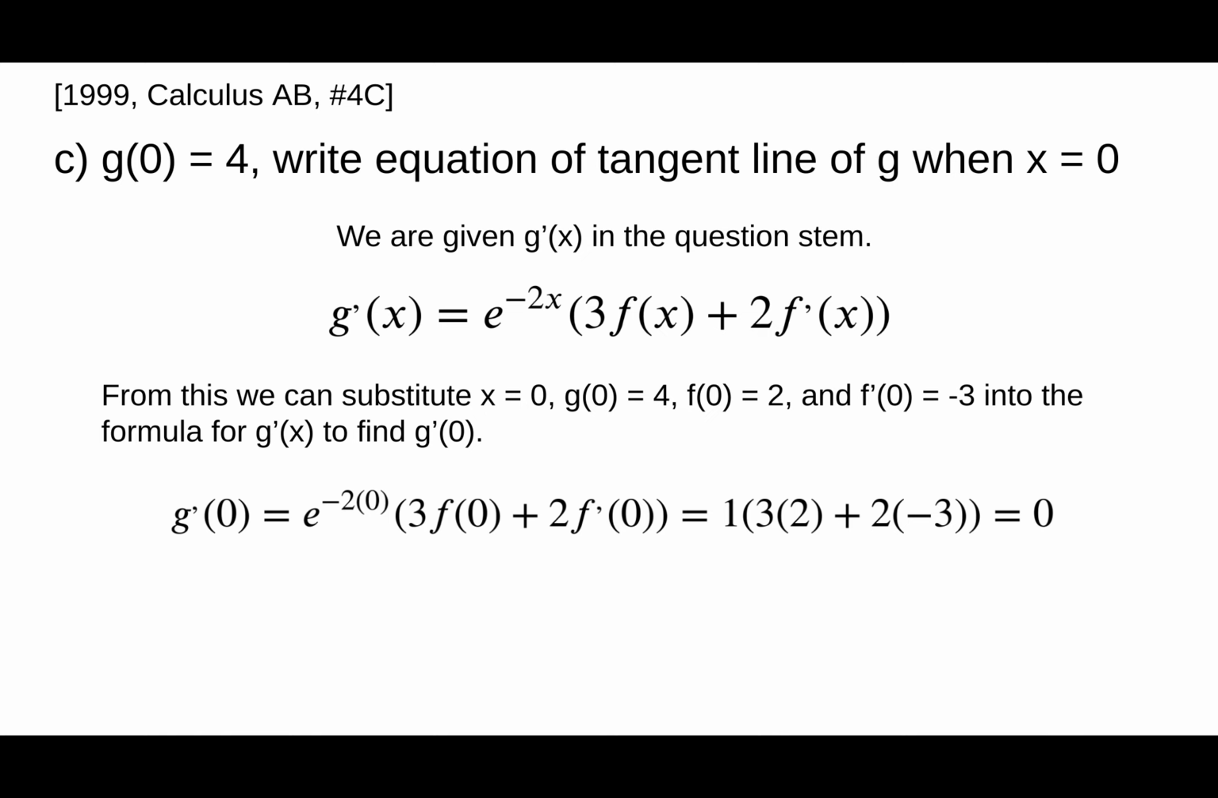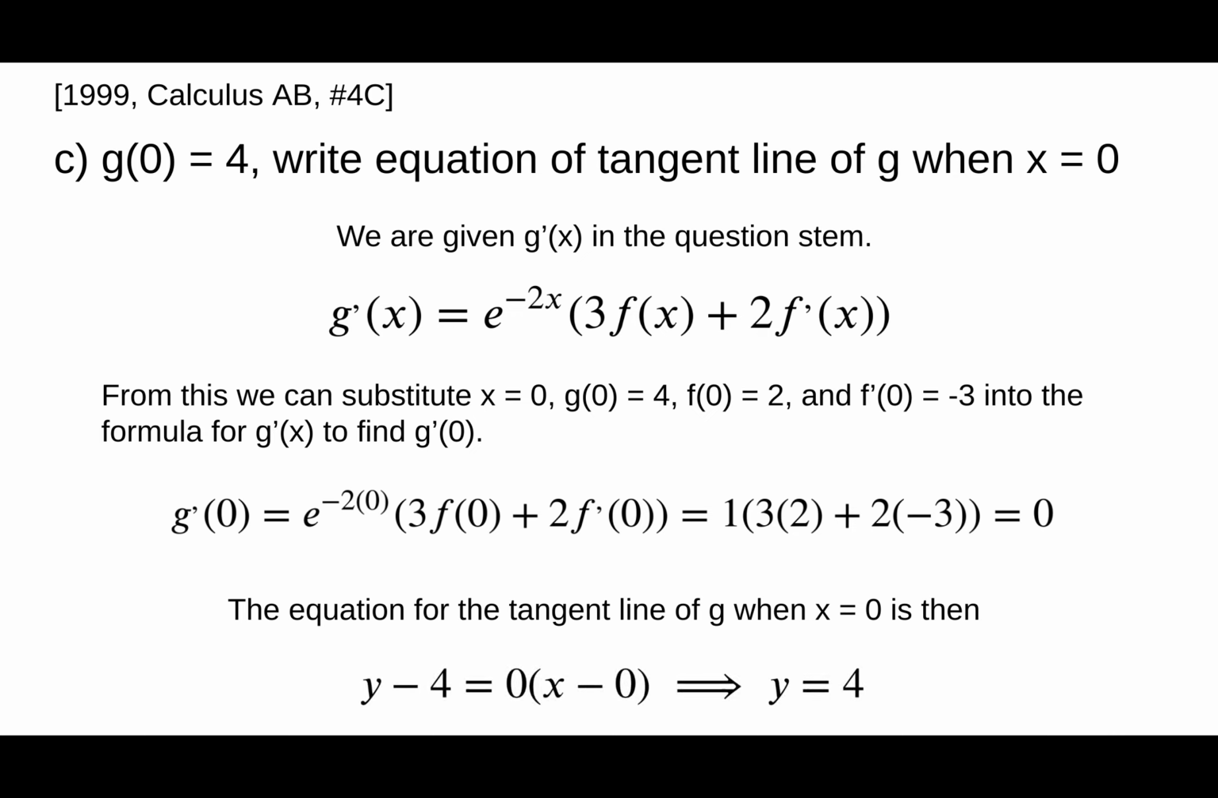So the equation for the tangent line we can write in point slope form. We know we're talking about x equals 0. We know g prime of 0. We know g of 0. Put it all together. We have y minus 4 equals 0 times x minus 0. This is the same as saying that y is equal to 4. The tangent line is horizontal at x equals 0 for g, which is fine.